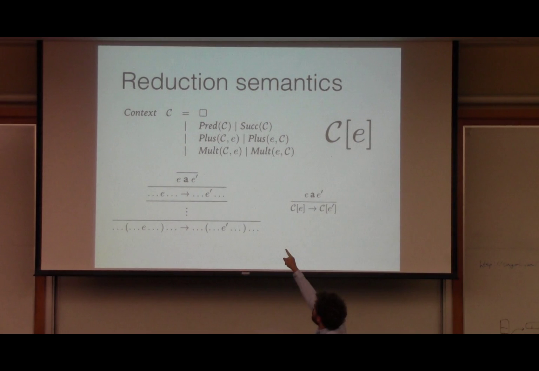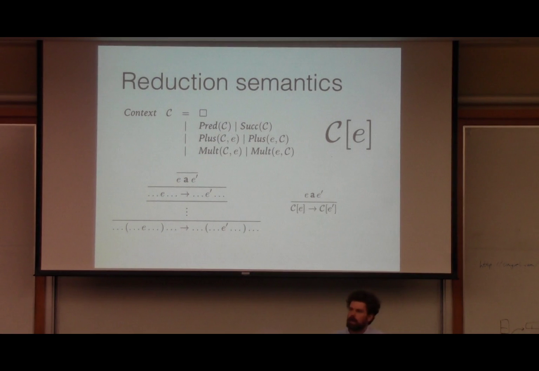A context is either a hole, that's what the square is here, or it's a pred with a context inside of it, a suc with a context inside of it, or a plus with the context on the left and an expression on the right. The intuition here is I'm just talking about an expression that has a hole in it. There's some sub-expression that we've just decided to put our finger on and talk about the context surrounding that.